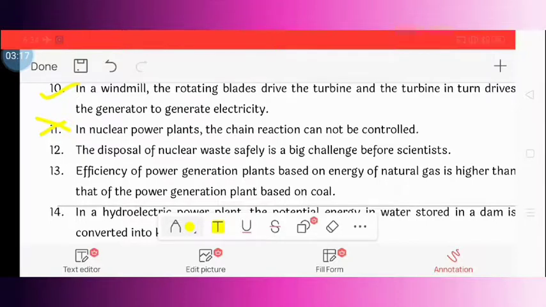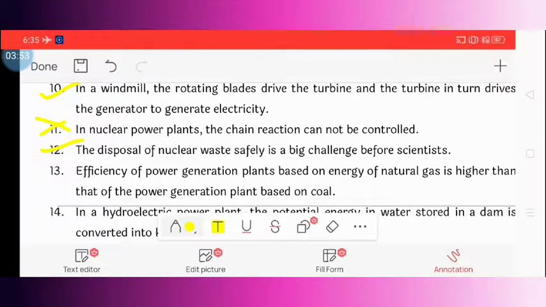As we said, it is impossible for a nuclear power plant to undergo a nuclear chain reaction that results in an explosion of power comparable with nuclear weapons, but even lower powered explosions due to uncontrolled chain reaction. So this statement is false. Question number 12. The disposal of nuclear waste safely is a big challenge before scientists. So this statement is also true. The disposal of nuclear waste safely is a big challenge before scientists.